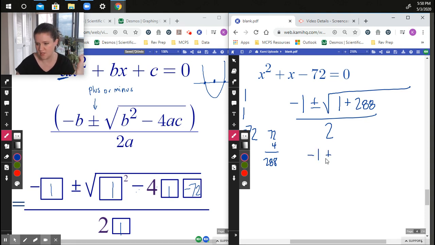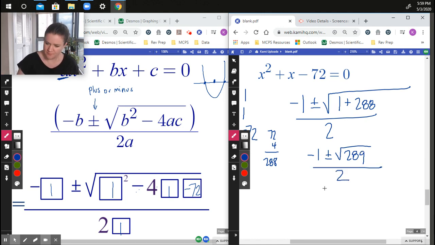Negative 1 plus or minus the root of 289 all over, sorry, I've been keeping my eye on helicopters, just lots of helicopters today. Well, there's 3 that flew by at one time, so I don't think it means anything.